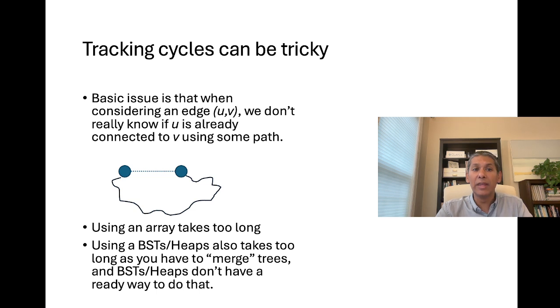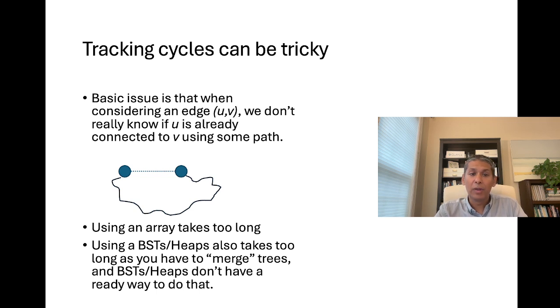So that's the real main issue here to consider: when considering an edge UV, we don't really know if U is already connected to V using some path or not, or we at least have to check. And if we were to simply do a search or a path, that would take order n time, and that would take too long. So that's basically the main thing that you can try with an array, you can try with a binary search tree or a heap.